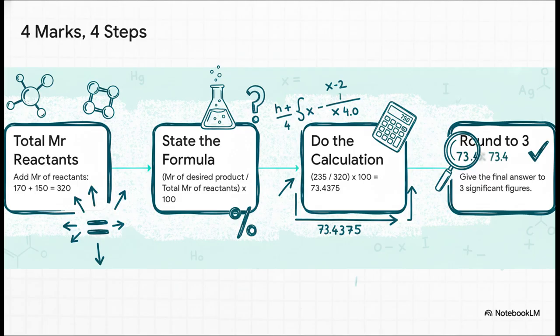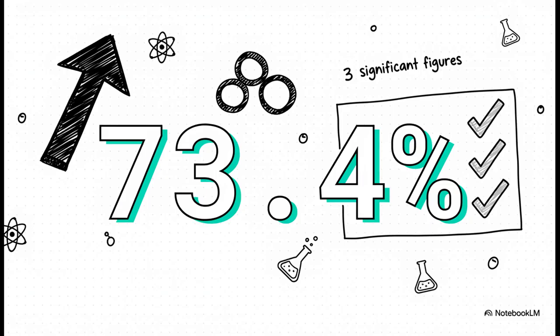But hold on, we're not done yet. There's still a 4th mark to get. And this is the bit where people can lose an easy mark. You have to follow the instructions. The question specifically asked for the answer to 3 significant figures, so we round our 73.4375 to 73.4%, and that, right there, is a perfect 4-mark answer.